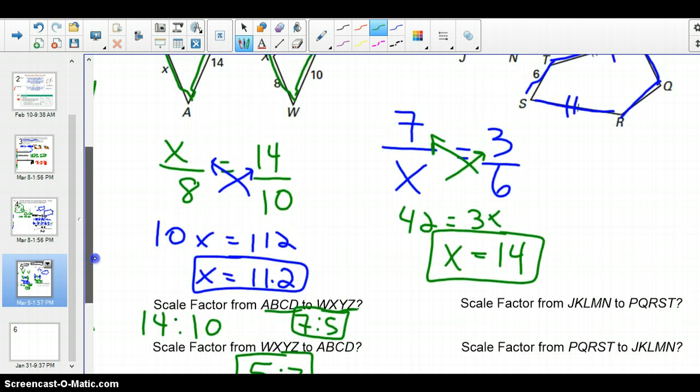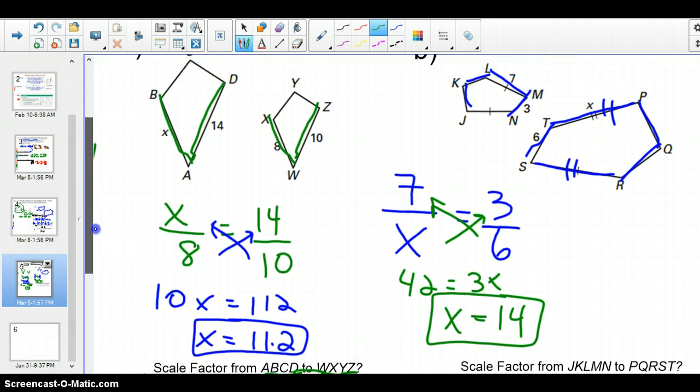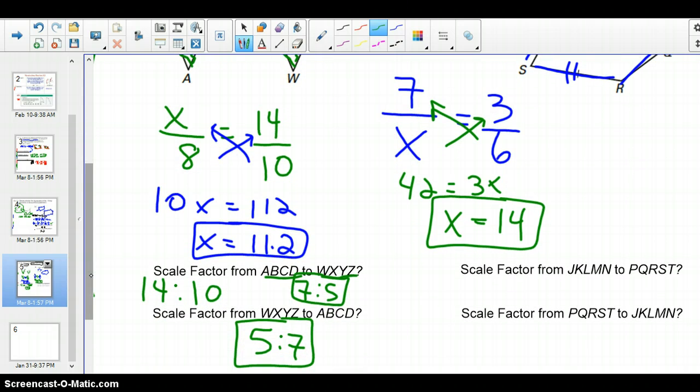All right, and then on the one on the right, we need the scale factor from the smaller to the larger. So I know that one of my corresponding sides was 3 to 6. So that's smaller to larger, and you're going to simplify that, 1 to 2. And then if you go from the larger to the smaller, you can just flip that. Okay?